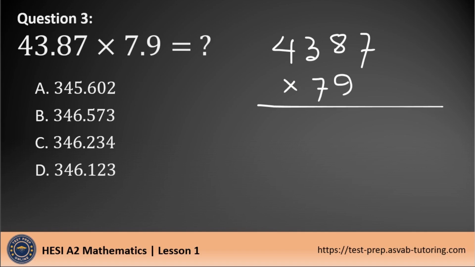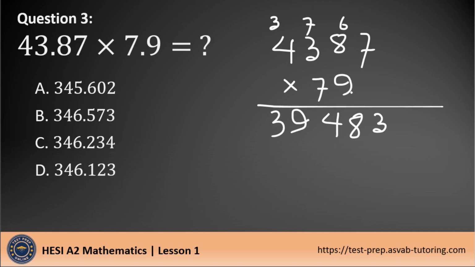Now multiply 79 with 4387. 9 times 7 equals 63. 3 comes and 6 is a carry for the next digit. Now 9 times 8 equals 72 plus 6 equals 78. 8 comes and 7 is a carry for the next digit. 9 times 3 equals 27 plus carry 7 equals 34. 4 comes here and 3 is a carry for the next digit. 9 times 4 equals 36 plus 3 equals 39.